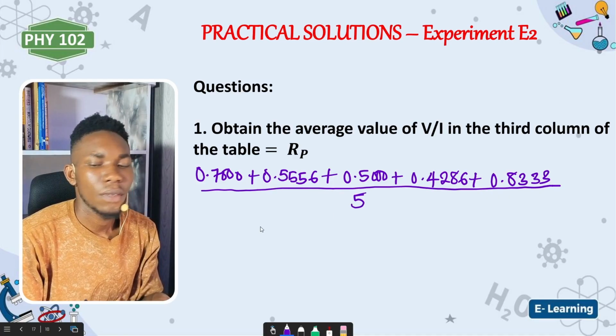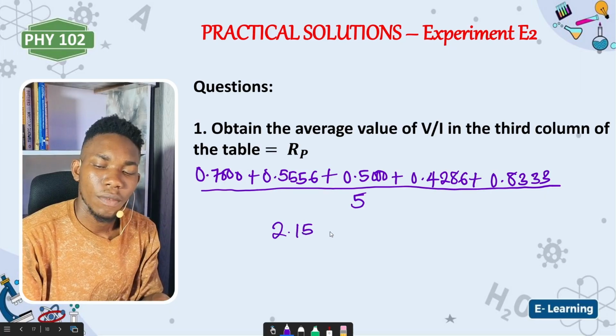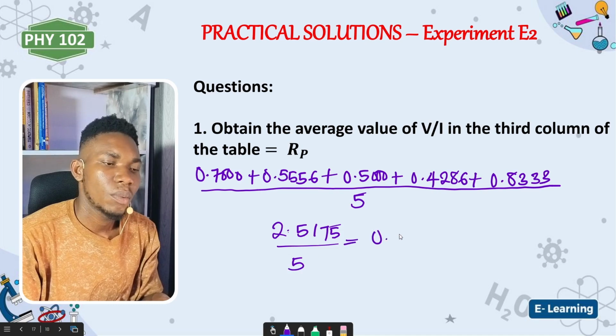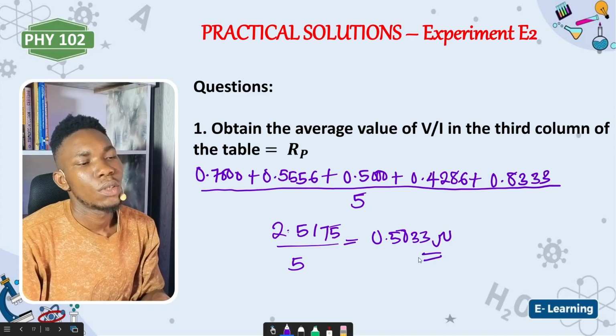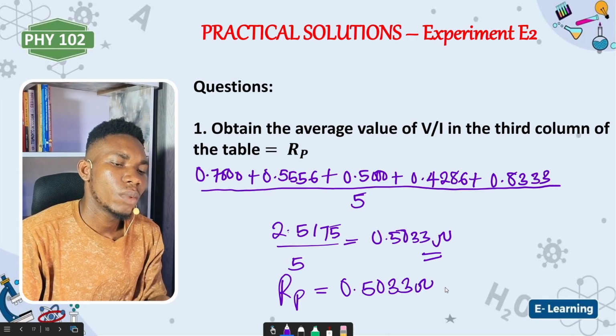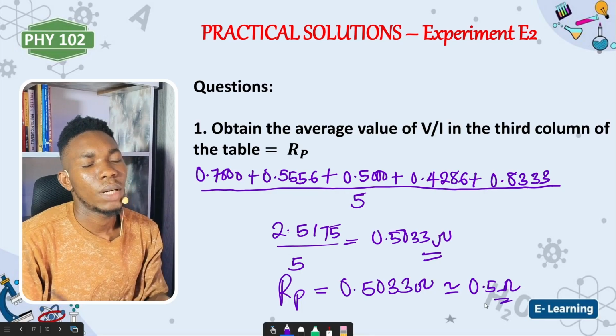Now everything we have here is divided by 5. Now when you divide, the top will give us 2.5175, all divided by 5, which will give us 0.5033 ohm. So this is our RP. So RP is 0.5033 ohm, which is approximately what? 0.5 ohm. All right, approximate value.